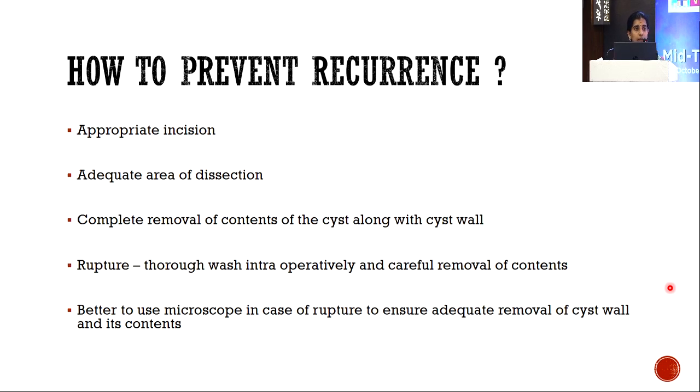So how to prevent it? Appropriate incision is the most important: the incision should be in alignment with where the mass is located, with an adequate area of dissection. The goal should be complete removal of the cyst wall and also intact excision if possible. In case of rupture, thorough wash intraoperatively and careful removal of the contents. If there is any intraoperative rupture, all the content should be removed meticulously and a thorough betadine wash should be done.